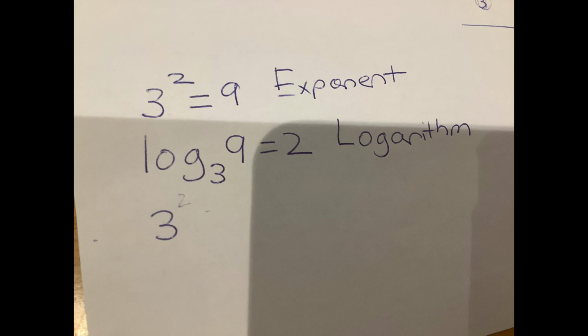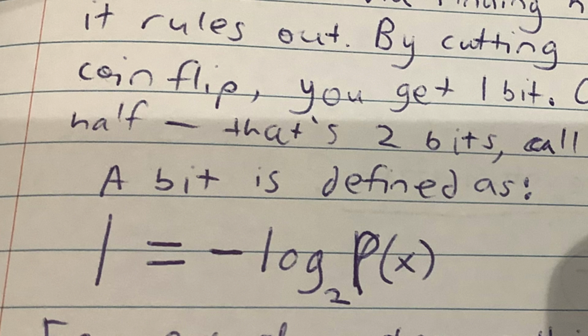However, in the exponent, you're trying to find out what is the result of the exponentiation. In contrast, a logarithm is trying to find out by what number I exponentiate the base to get the number 9. And it's the same for any kind of logarithm or any kind of exponent. It doesn't have to be base 3, it can be base 2, base 10, or even a natural logarithm, which is base Euler's number. So back to the formula.